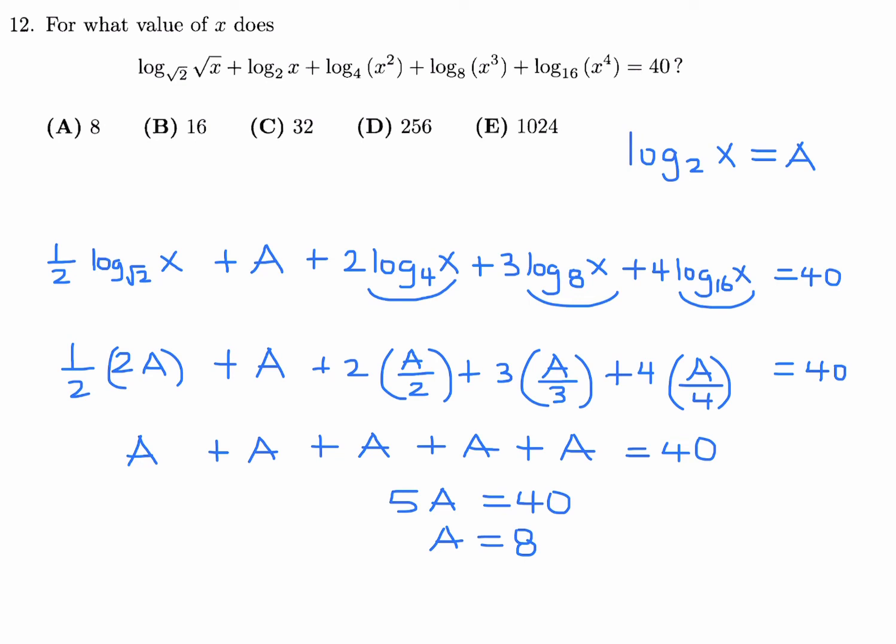Okay, we still don't know what x is. Well, that's where this comes in. The log of x to the base 2 is 8, and therefore 2 to the power of 8 is x. And 2 to the power of 8 is equal to 256. So number 12, the answer is D.